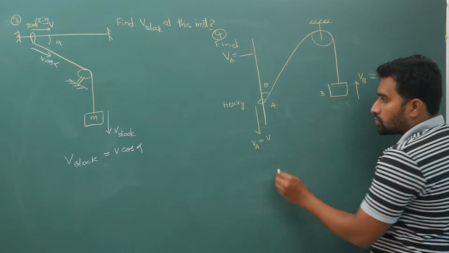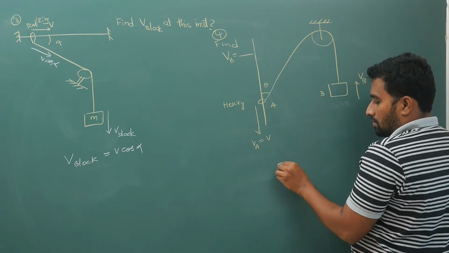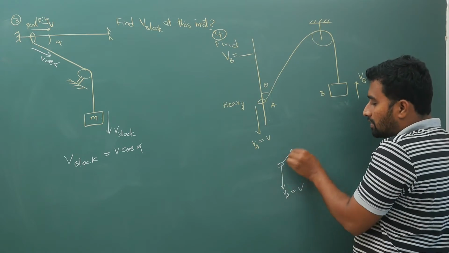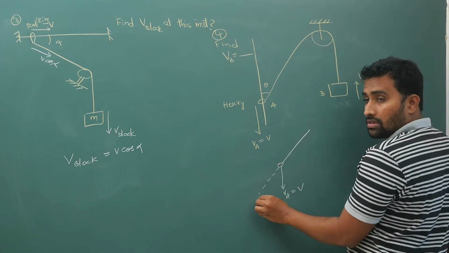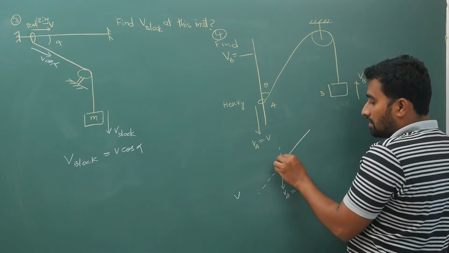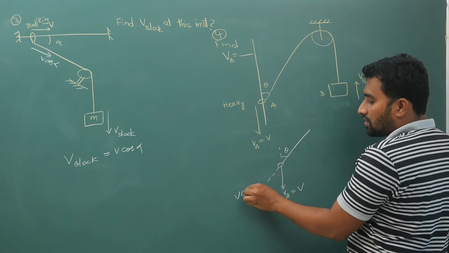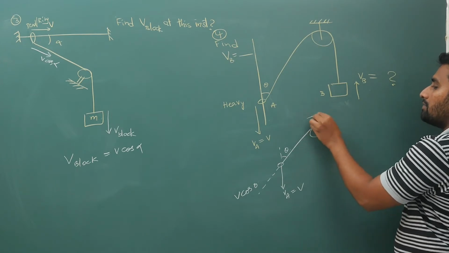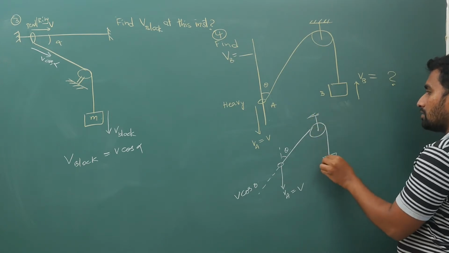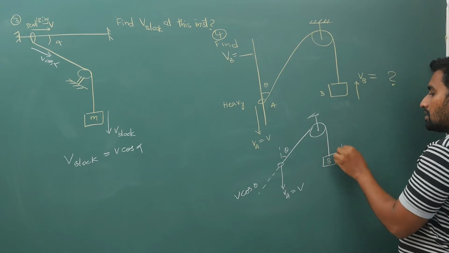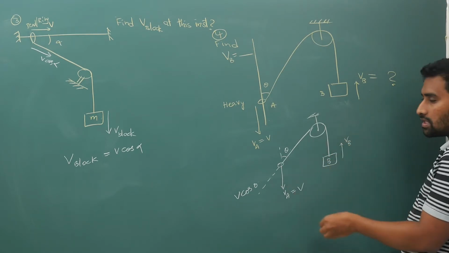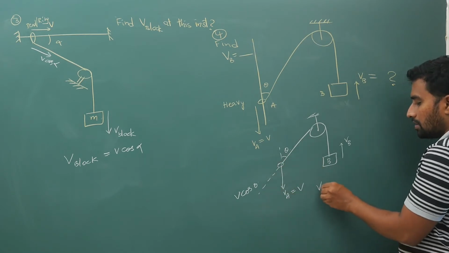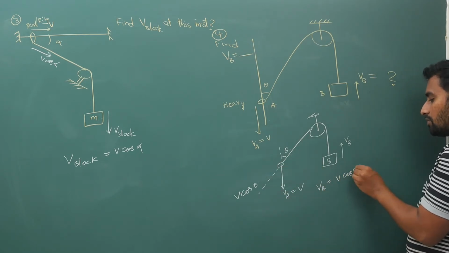So what are you supposed to do? The bead is coming with Va equal to V, but what did I tell you? You have to resolve along the length of the string. So the component in this direction, if this angle is theta, is V cos theta, your component along the length of the string. This side you have the pulley, this side you have block B, this is your Vb. So the velocity component along the length of the string, your Va component along the length, is V cos theta. So your answer is Vb equal to V cos theta.